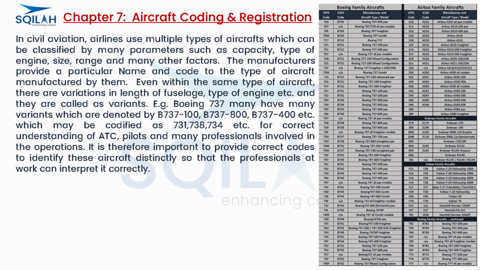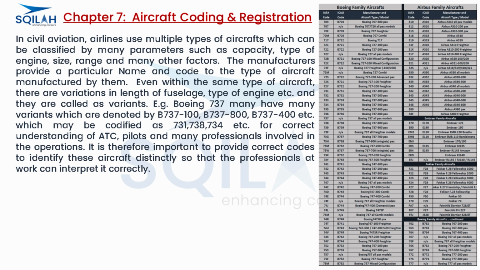Aircraft Coding and Registration. In civil aviation, airlines use multiple types of aircraft which can be classified by many parameters such as capacity, type of engine, size, range, and many other factors. The manufacturers provide a particular name and code to the type of aircraft manufactured by them.